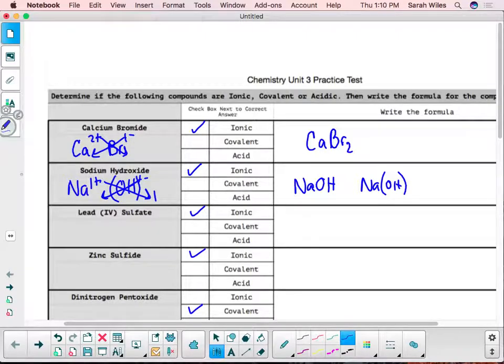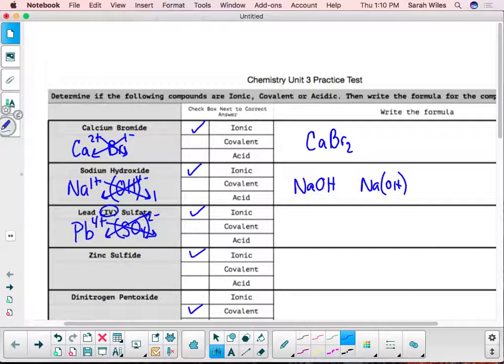Okay, lead 4 sulfate. When you have a Roman numeral, that tells you the charge. So lead is Pb. It's a 4 plus charge. Sulfate is SO4 2 minus. I'm going to put it in parentheses. Sulfate, ate and ite, those tell you it's a polyatomic ion. If it ends in ide, it's an element, except for hydroxide, okay, but there's always an except for.